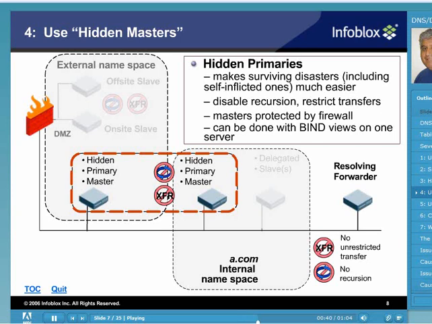You hide a server by not creating the normal NS records that would have described the server to other servers in SOA queries. Both external and internal hidden masters should have recursion disabled and restricted transfers. Since they are masters, they need protections by firewalls, and this can also be done with bind views.